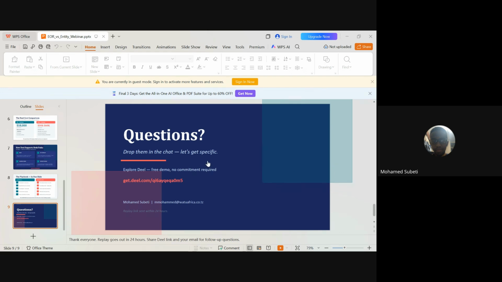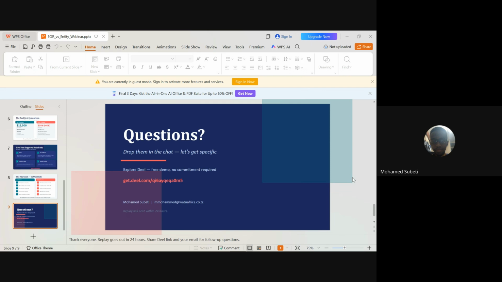Any other question? How do benefits work with EOR? Thank you, Ephraim. The EOR provider, Deel in this case, handles local statutory benefits automatically. Things like social insurance, pension contributions, mandated leave. For supplementary benefits like private health insurance, it depends on the provider and the country. Deel lets you add benefits on top of the statutory minimum, which matters a lot for hiring competitively in markets where health cover is expected.